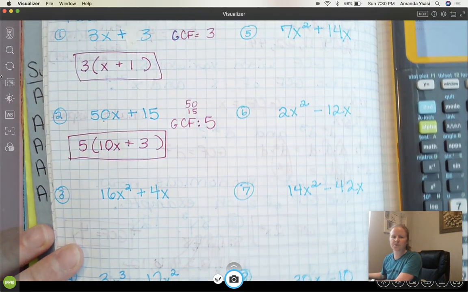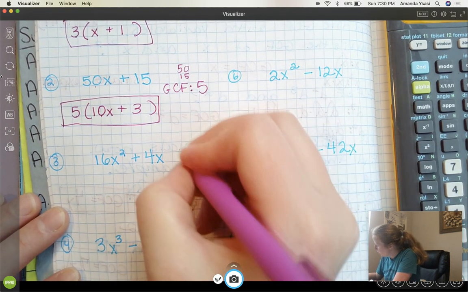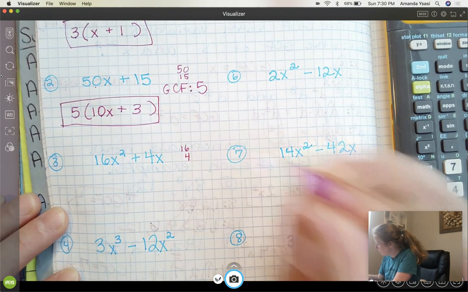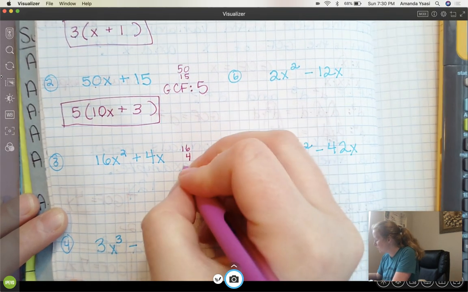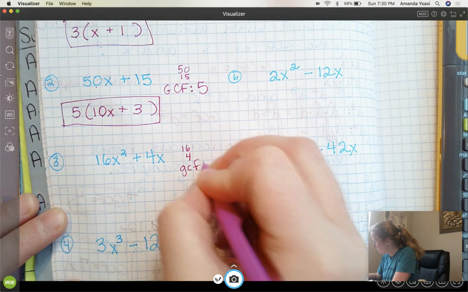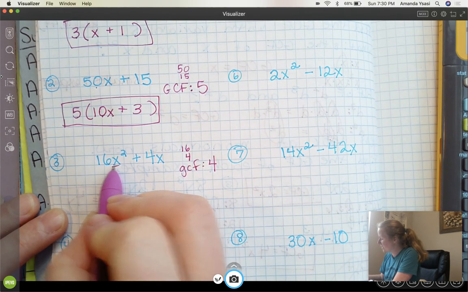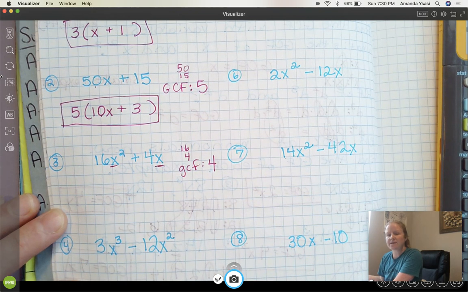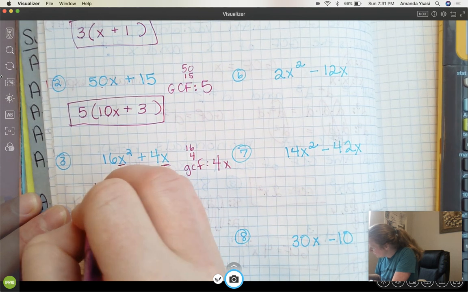Okay, next one. 16x squared plus 4. So we want the GCF of 16 and 4. We did that one earlier, but if you need to do it in the calculator, we know that that is 4. And then we also need to look, now we have an x squared and an x. So we take the smallest one, which is x. So we have 4x on the outside.